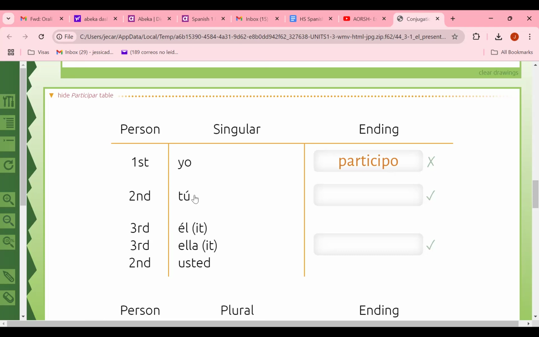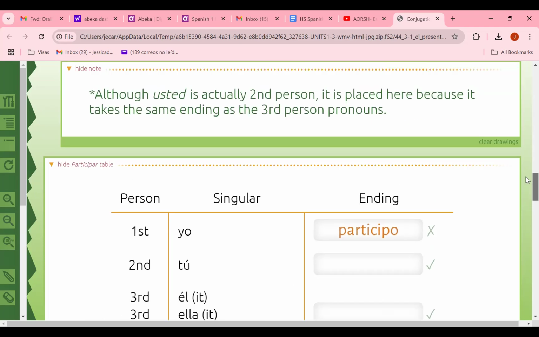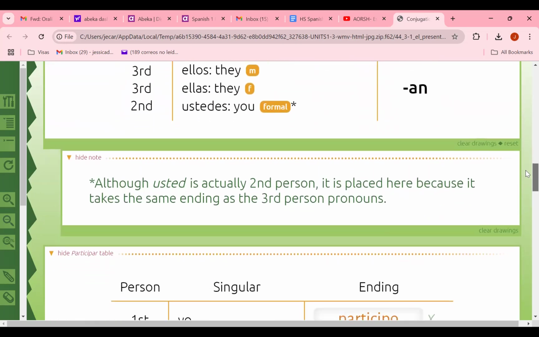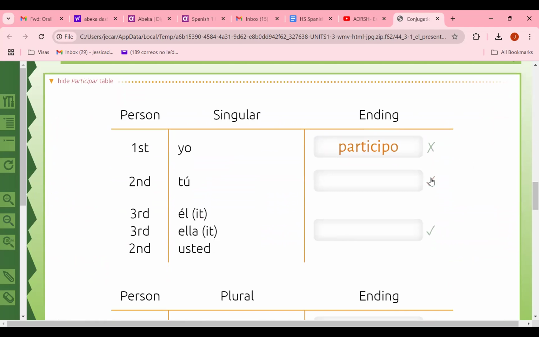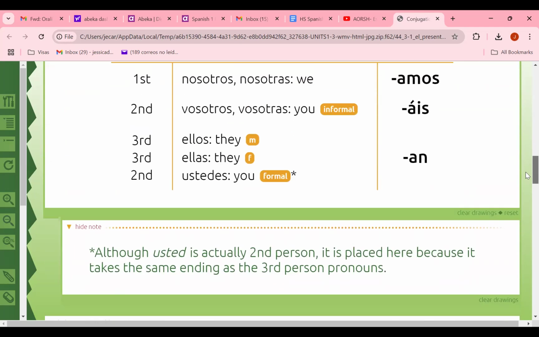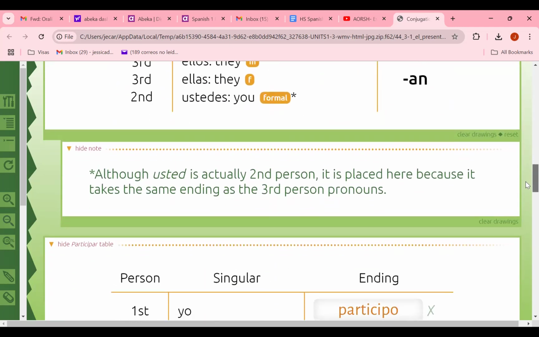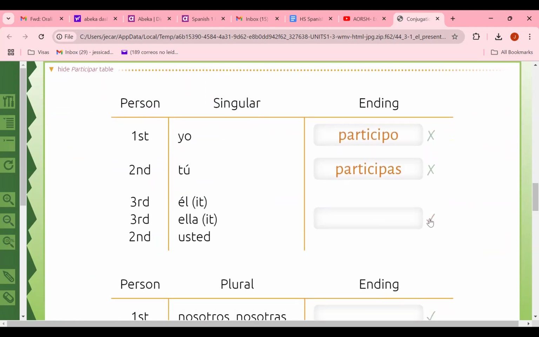Now for tú, we get rid of the AR and, according to our table, we add AS at the end. So it'll be participas, okay? Tú participas. Now for él, ella, or usted, we get rid of the AR and we just add an A at the end. So that one will be participa. Él participa, ella participa, usted participa.